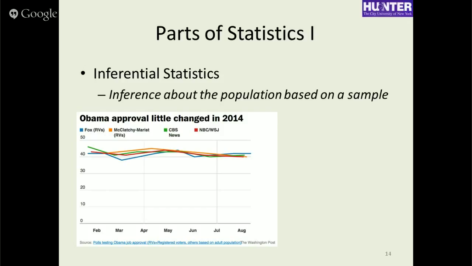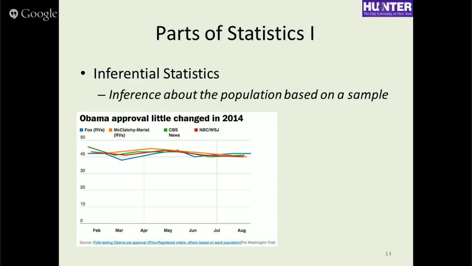Yes? Just a question about the graph. If only two are registered voters and the other two are just American population, are you able to compare these? So the question is, are you able to compare these? Because two of them are registered voters and two are the adult population. It's a very good question, and it's not clear up front whether those would be comparable.